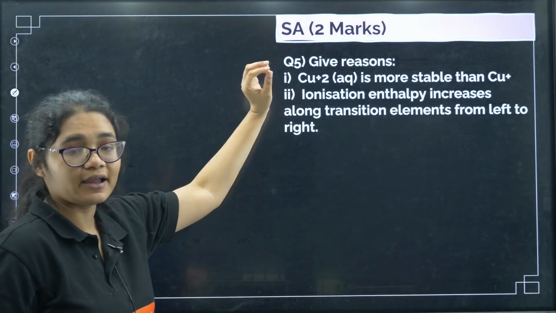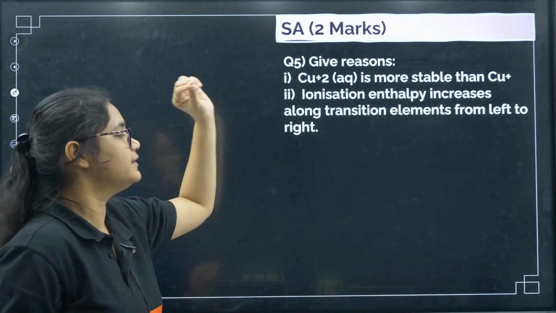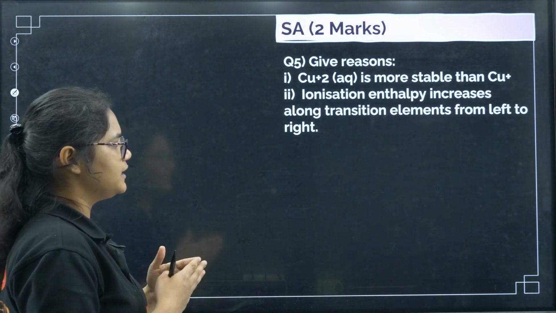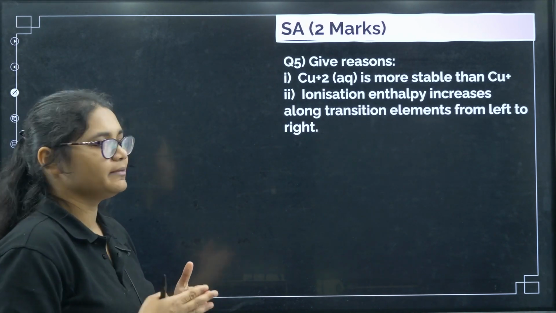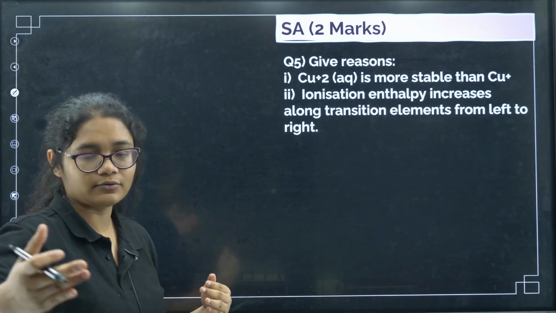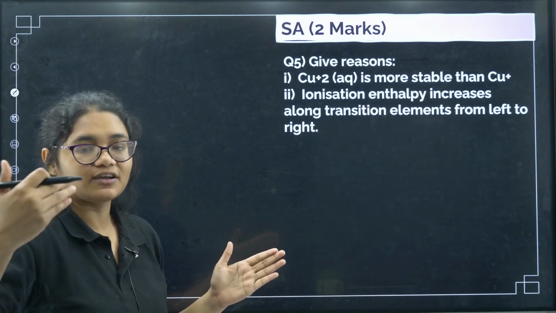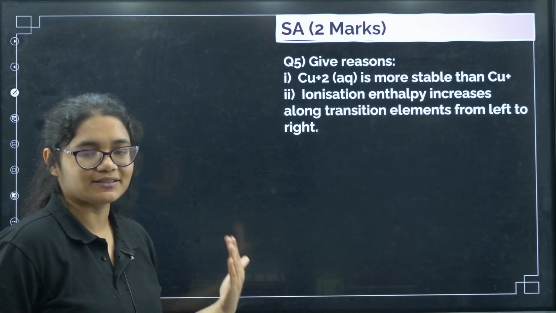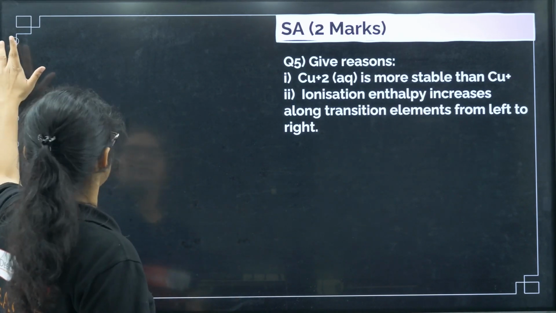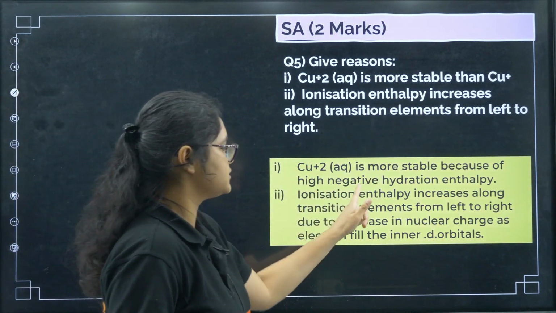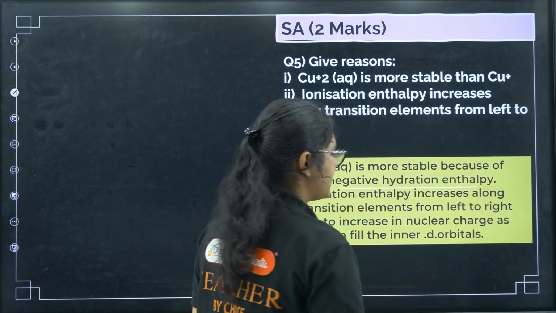Why? Because of higher negative hydration enthalpy. Ionization enthalpy increases along the transition elements from left to right, because the effective nuclear charge increases. So that is why the size will decrease. Okay, so that is because of high negative hydration enthalpy.